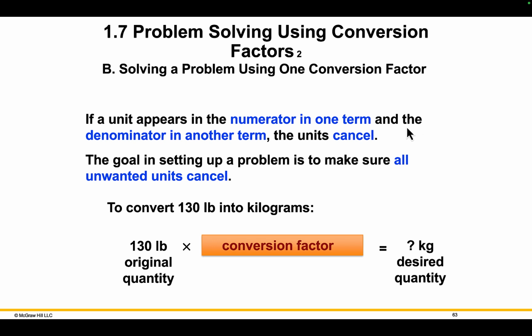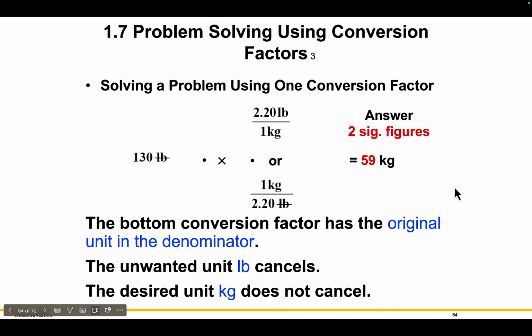If we want to convert 130 pounds into kilograms, the first thing we need to do is figure out where we're starting and where we want to go. So you always want to write that out. I would write down, I'm given 130 pounds. I know I need to multiply it by some conversion factor, and I want my answer to be in kilograms.